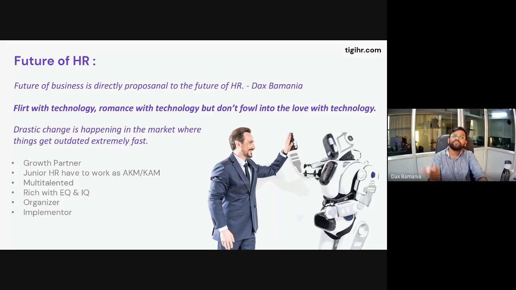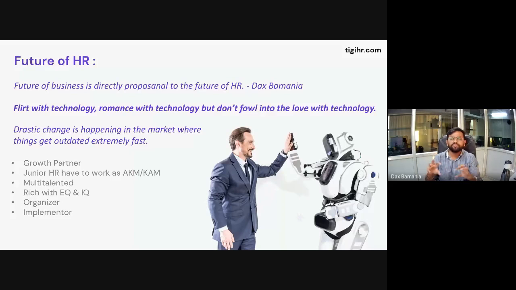And what we need to do as HR in the future is be a growth partner of the company. As a junior HR, it is possible that we need to perform multiple tasks, such as a key account manager. Then, rich with IQ and EQ, we need to build that complement on our side. IQ and EQ are actually important for us. We are not robots. Robots won't have much EQ in them. So as human resource professionals, we need to focus on both EQ and IQ.